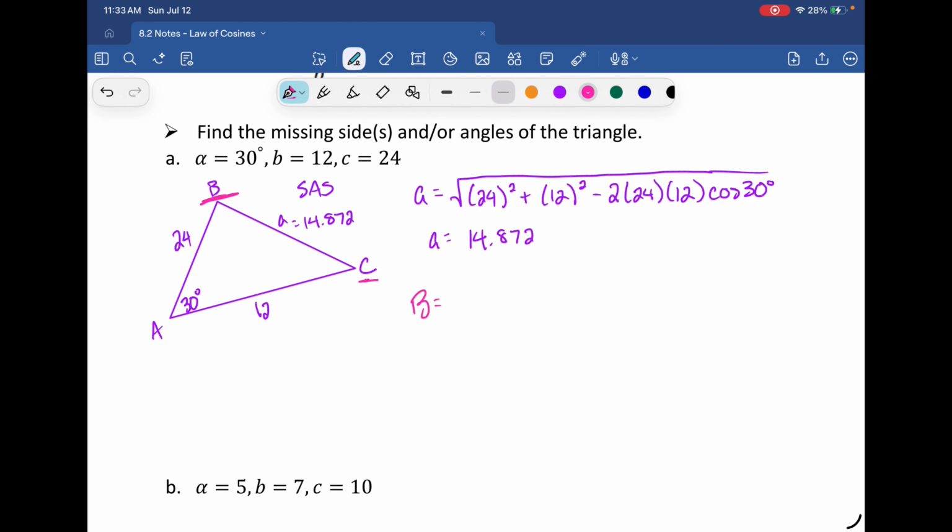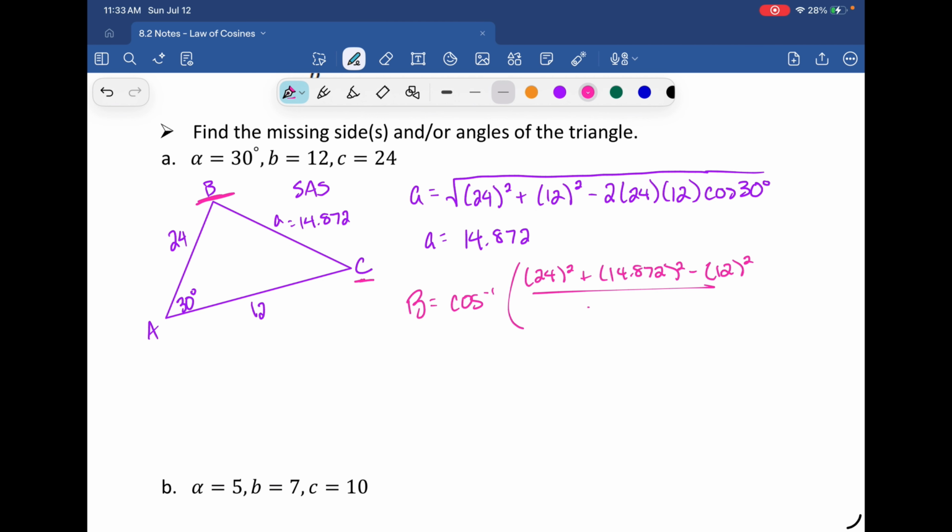So angle B equals the inverse cosine. Again, think adjacent sides. So we're going to use the 24 and the 14.872. So adjacent squared plus the other adjacent squared minus the side that's across from squared over 2 times both adjacents. And then we're going to put that in the calculator.